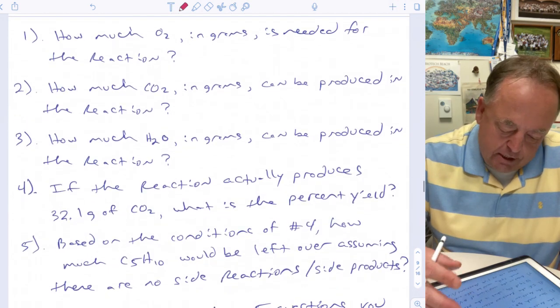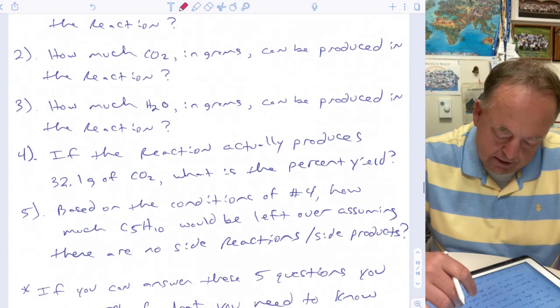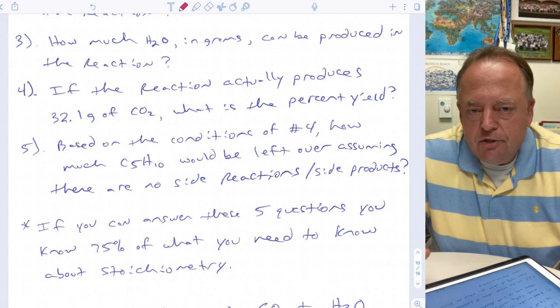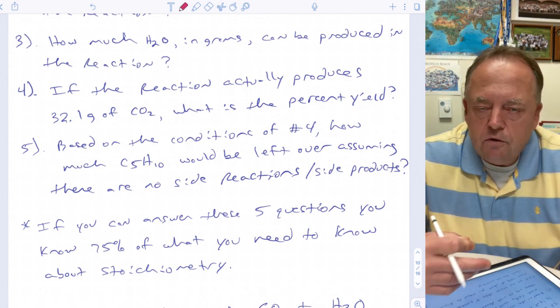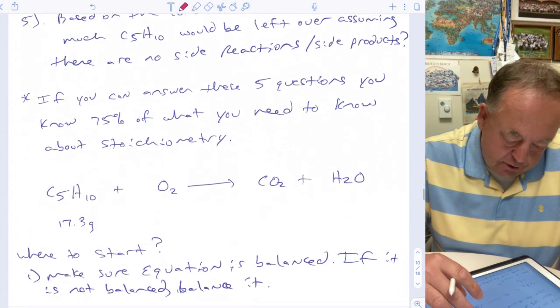And if the reaction actually produces 32.1 grams, what's the percent yield? And then based on that percent yield, if it's not 100% and there's no side reactions, there must be some starting material left over, so how much is left over? Okay, so let's answer those questions.